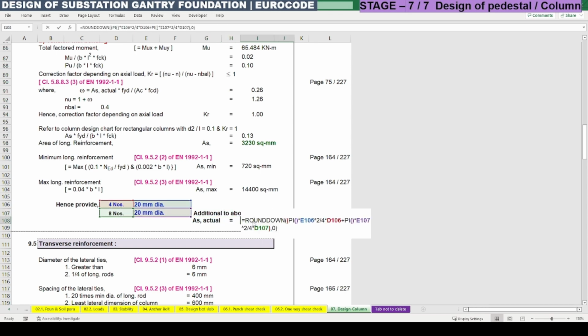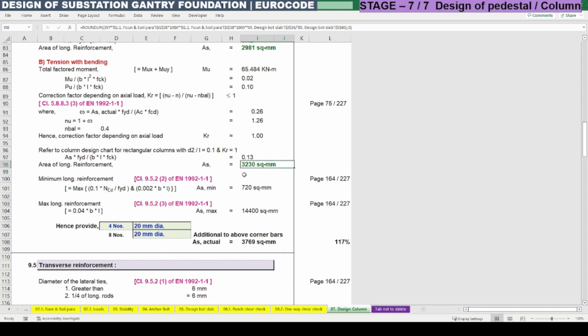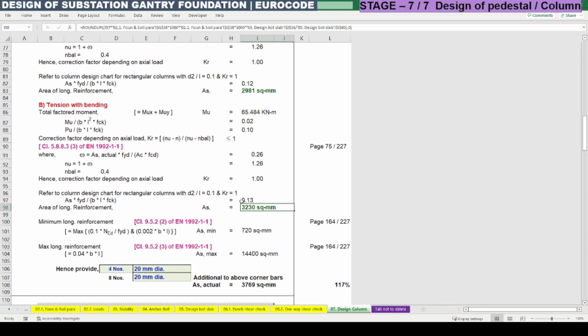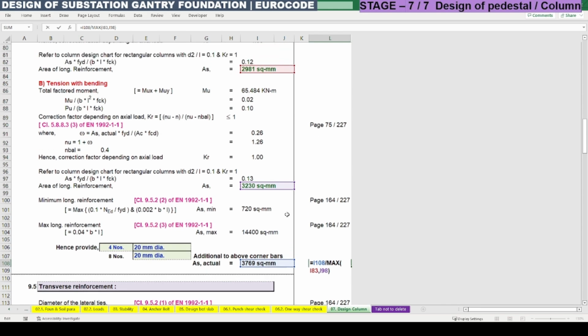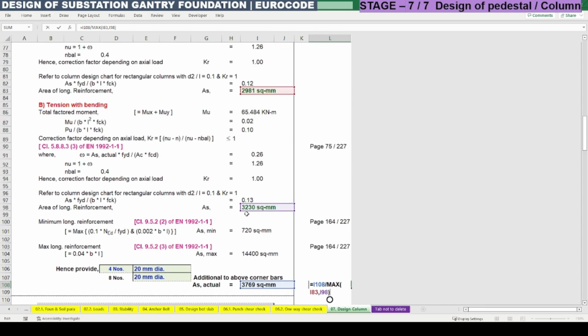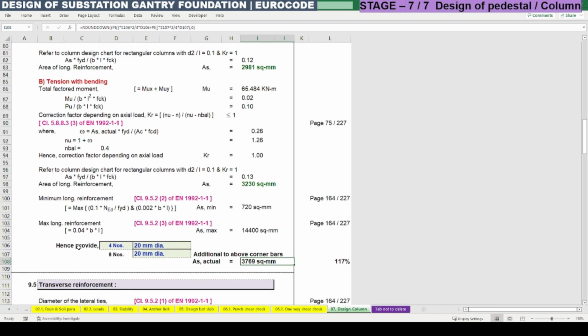Then the actual reinforcement, if you calculate, is greater than the calculated or required reinforcement, hence the reinforcement provided is safe, which is 117% of the calculated value, which means we are providing 17% extra reinforcement, hence it is safe.